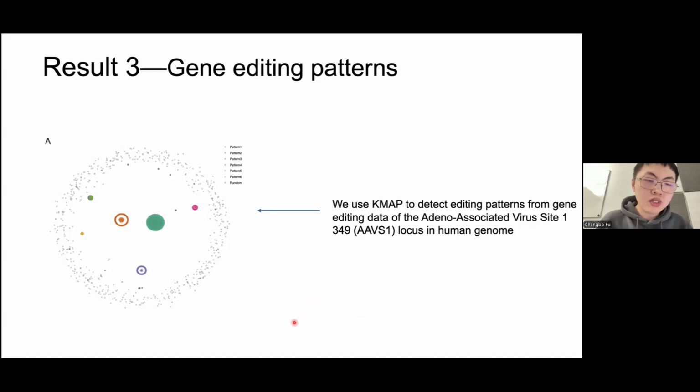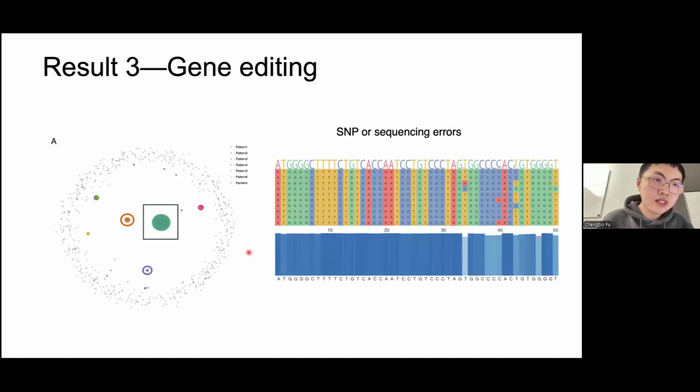So here the reference sequence is like the consensus kmers in the KMAP framework, and the gene editing events are just the patterns. We hope to use KMAP to extract the gene editing patterns. So here we have a try, and we use KMAP to detect editing patterns in the AVS1 dataset. KMAP indeed extracted several clusters. Now we can check these clusters one by one to see what they are.